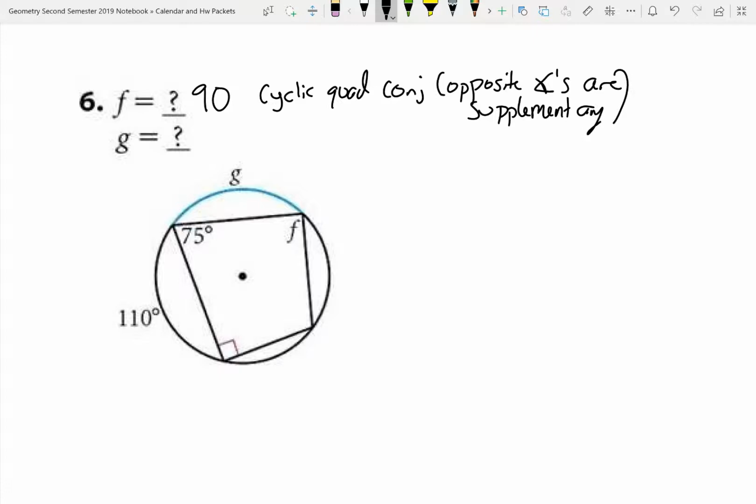And so what would G be then? Let's see. Well, we know that this whole arc right here is 150 degrees because of the inscribed angles conjecture, so twice 75. And so G will equal 360 minus 110 minus 150, which equals 100 degrees.